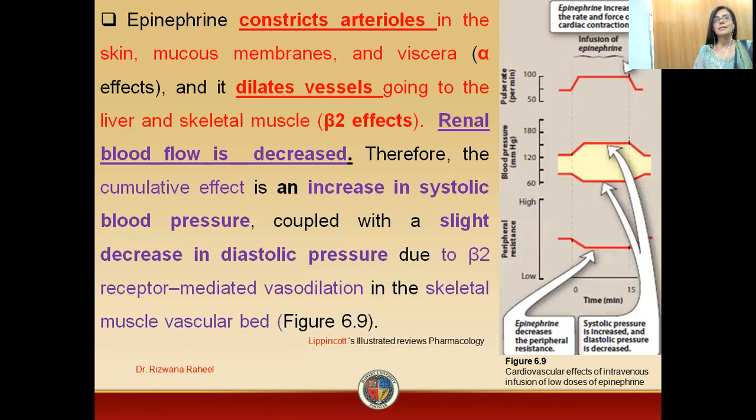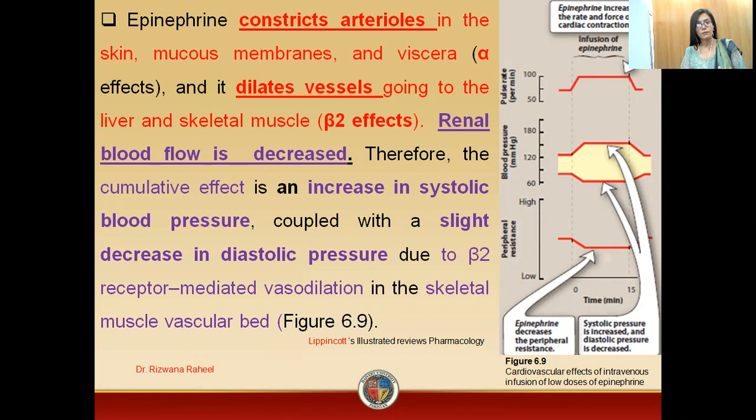So, basically, students, this epinephrine is a non-selective neurotransmitter. This is a non-selective drug. It produces its action on both alpha receptors and the beta receptors. So in this regard, we will have a mixed effect regarding blood pressure.